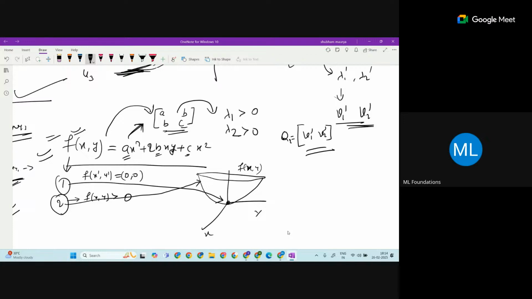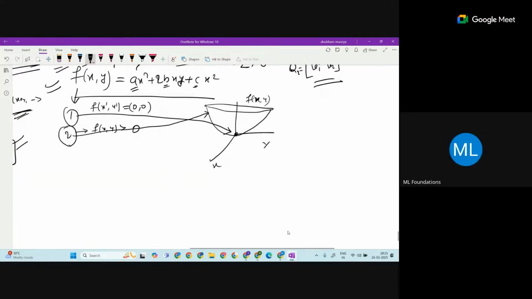Sir, could you please give an example? So the example: AC should be greater than B square. That is the condition here. So AC must be greater than B square, and here we can now generate some conditions for when it is going to be positive.